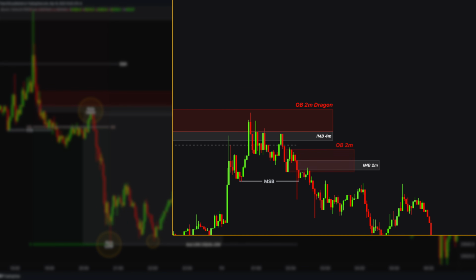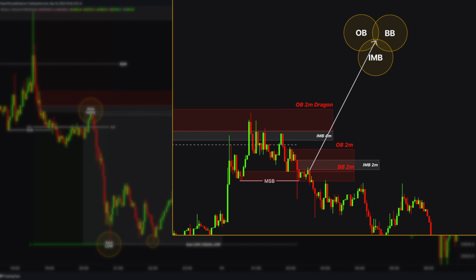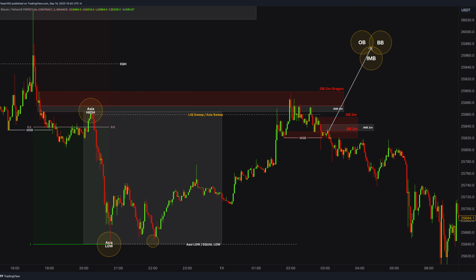Then something happened which I like a lot. An imbalance, an order block, a breaker block. 3 of them got stuck together. And the intersection of these 3 structures is very important. It gives you a clear entry point.